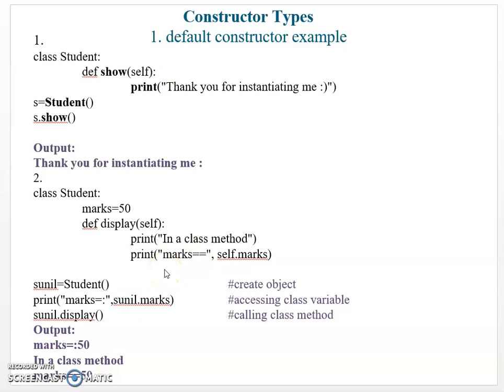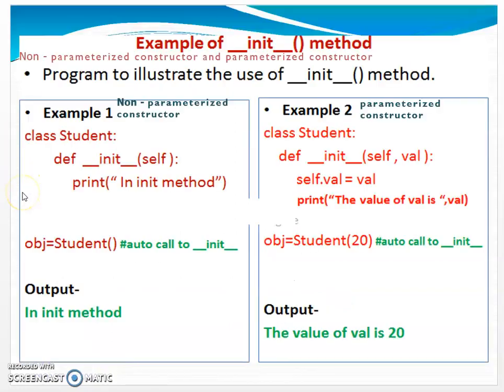Here we have not used any init method. Whenever we are creating the object, the Python programming language calls the default constructor implicitly to initialize the data members. Next we will see the examples of the non-parameterized constructor and the parameterized constructor.